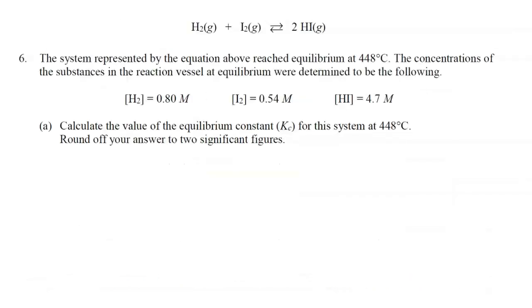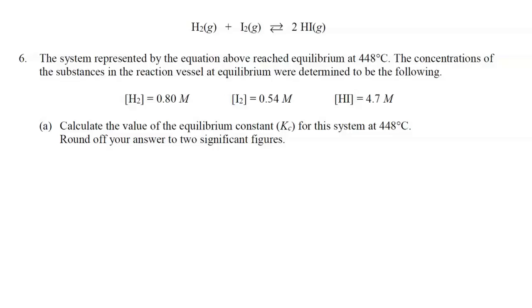All right, this is question 6. So question 6 says the following. The system represented by the equation above, in which hydrogen reacts with iodine to produce hydrogen iodide, reached equilibrium at 448 degrees Celsius.